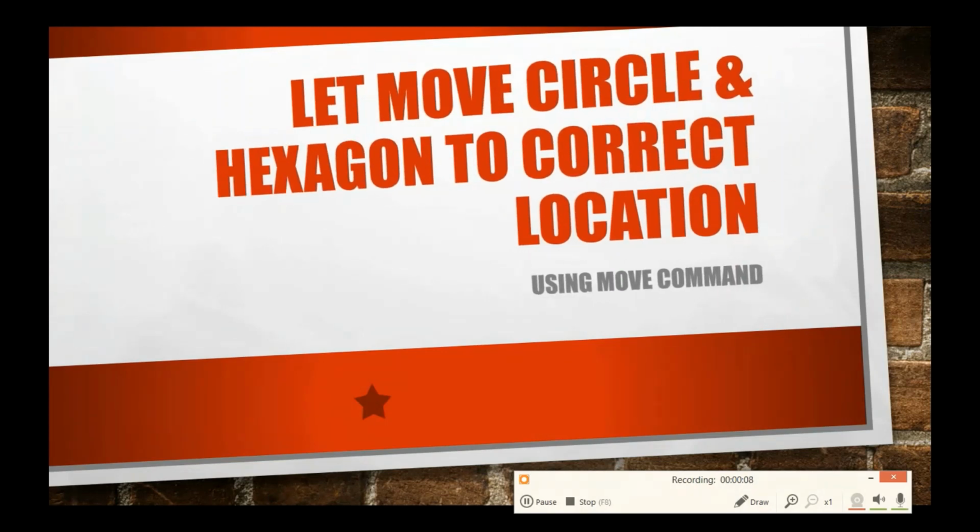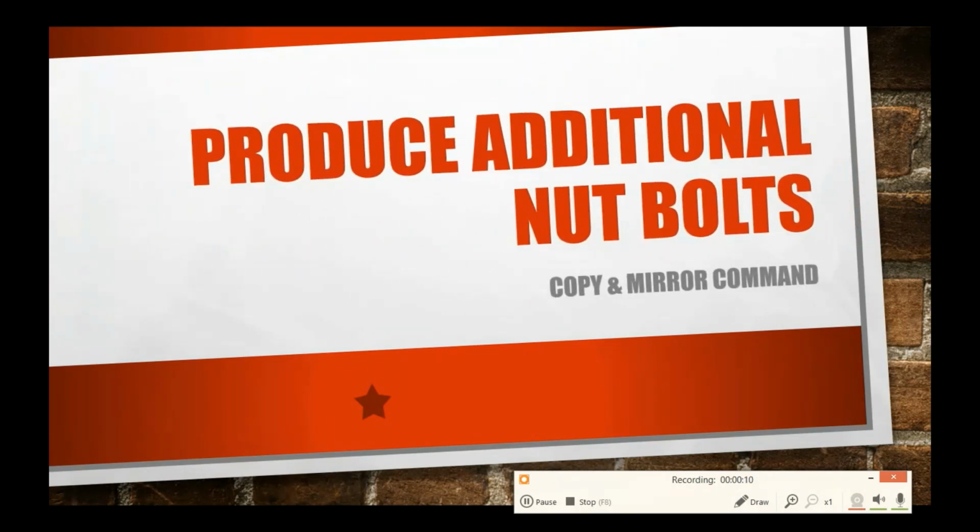What next? Now we need to produce additional nuts and bolts, and there are many ways to do it. From the many ways, we'll use the copy and mirror commands. What we'll do is first copy our first nut bolt into a second nut bolt, and when we have two copied nut bolts, we'll mirror them out. So this is the way we'll do it. So let's start.